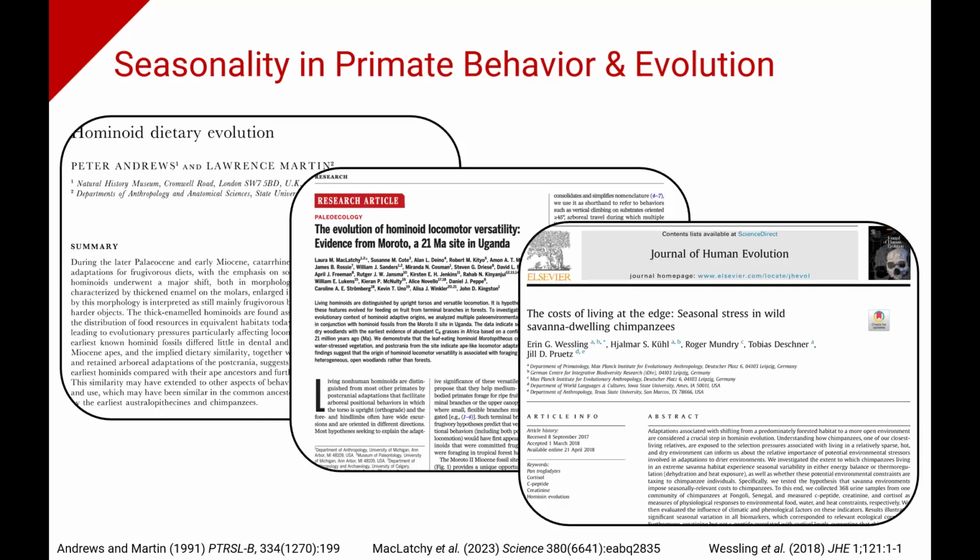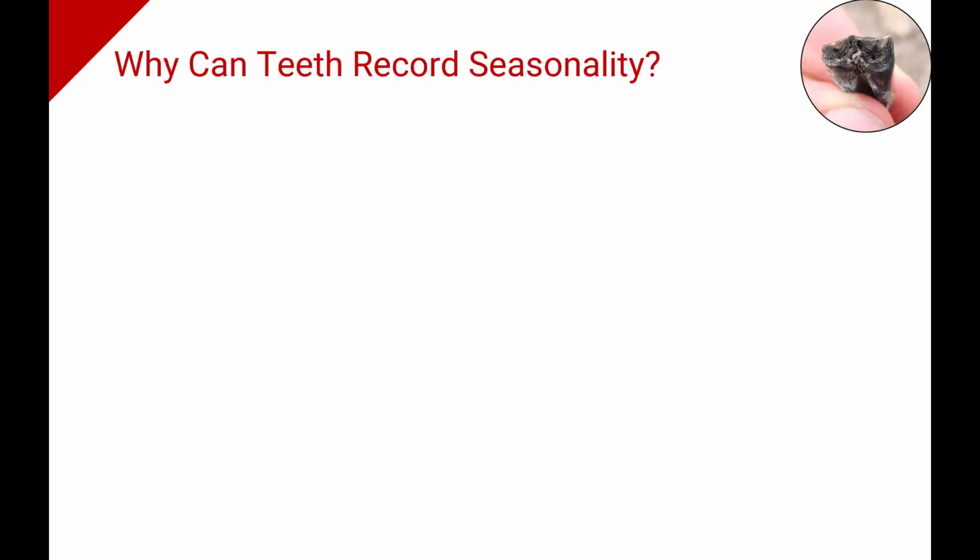And Aaron Westling has published a lot of just spectacular papers on the role of savanna environments in modern chimpanzee ecology as well, from Tanzania to Guinea. So there's a really wonderful commentary on this. And I'll just try to make a case now that teeth can tell us a lot about seasonal ecology as well. Now, why is that?